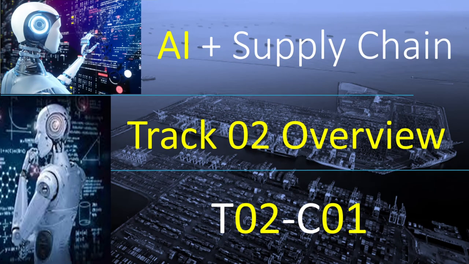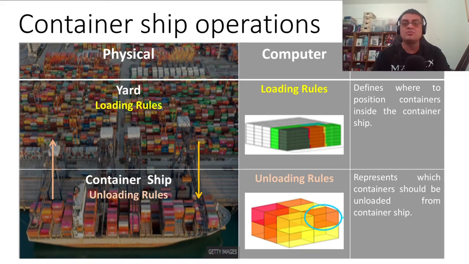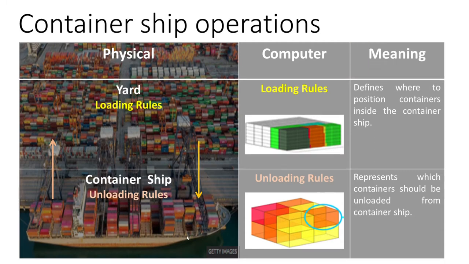Also, in the second track, we saw that we can perform some container ship operations. When a ship arrives in a port, you can perform two operations. Unloading, where you remove containers from the ship and put them in the yard of the port, or you can transfer containers from the yard to the container ship using some loading rules. We call these loading and unloading rules: the way that we can organize containers inside a container ship.